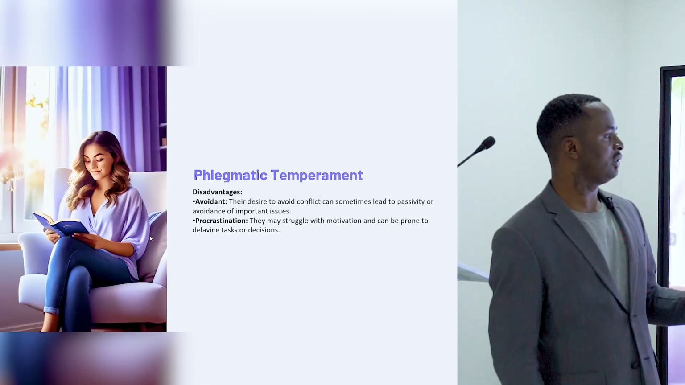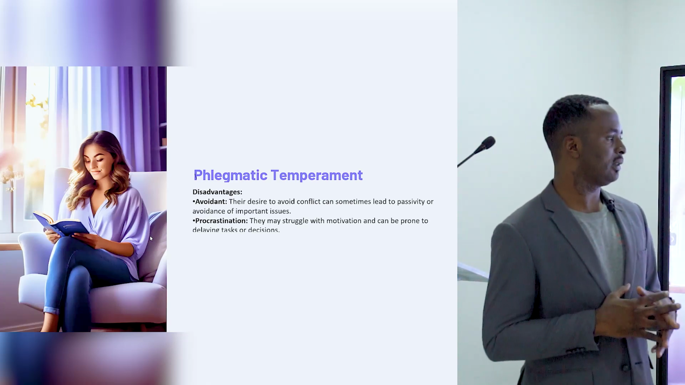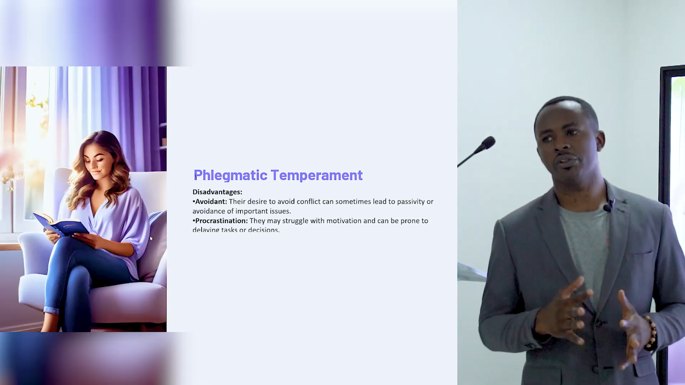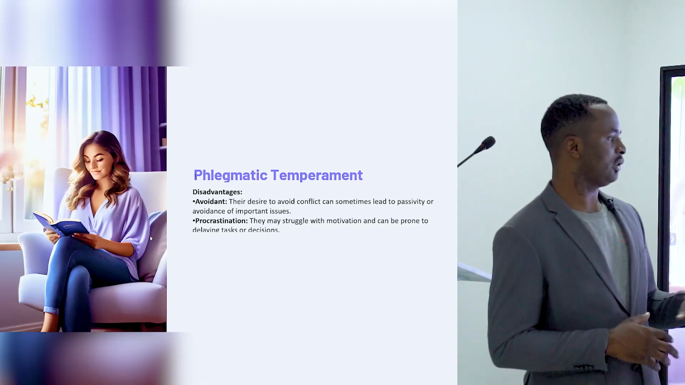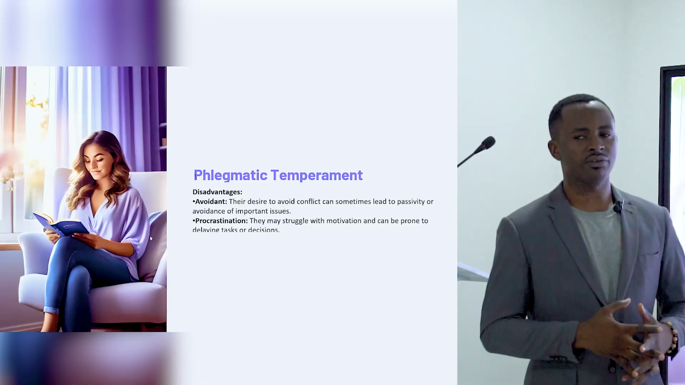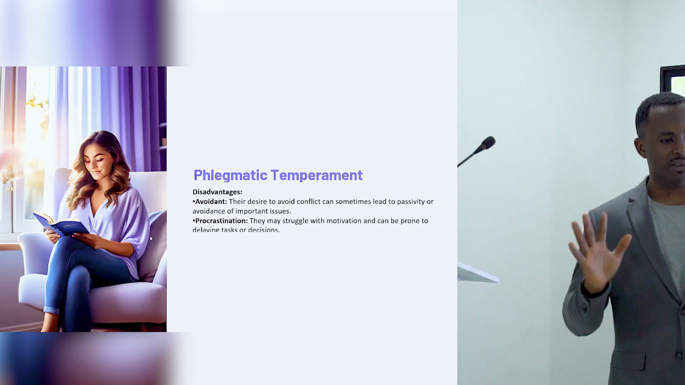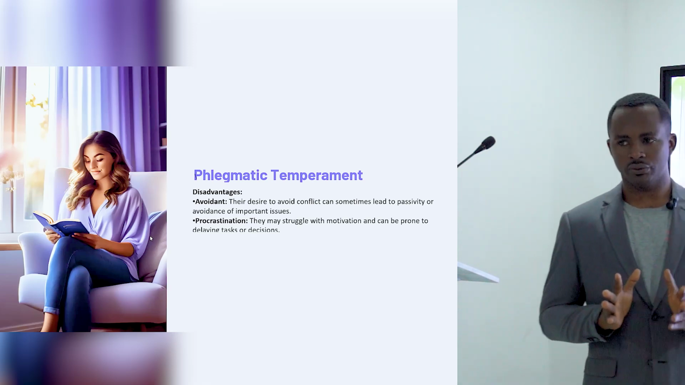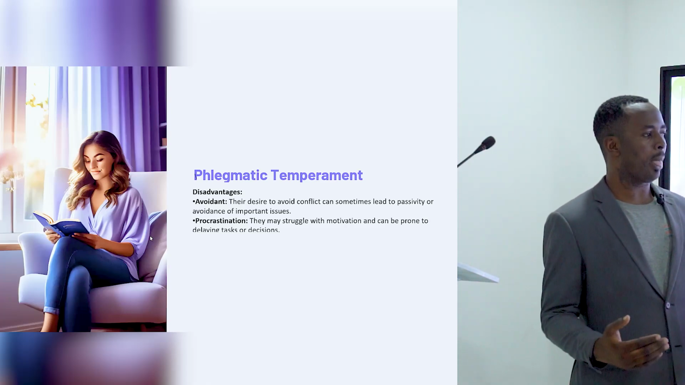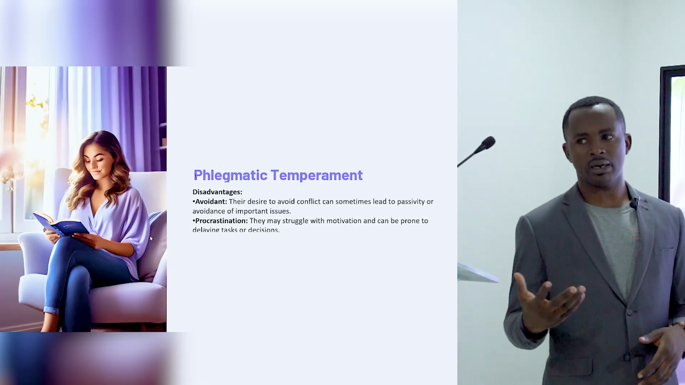Okay, so disadvantages of phlegmatic individuals. Avoidant, the desire to avoid conflict. Their desire to avoid conflict can sometimes lead to passivity or avoidance of important issues, right? So procrastination, they may struggle with motivation and can be prone to delaying tasks or decisions. Okay, do we all understand now? When you are looking for trouble, they are not going to even come close to you. So most times they like to avoid things, and they like to procrastinate a lot.